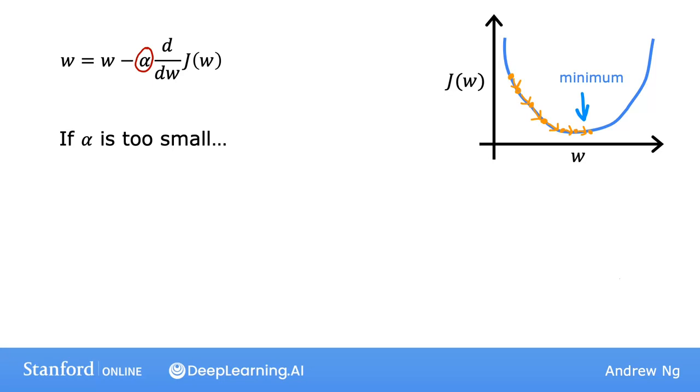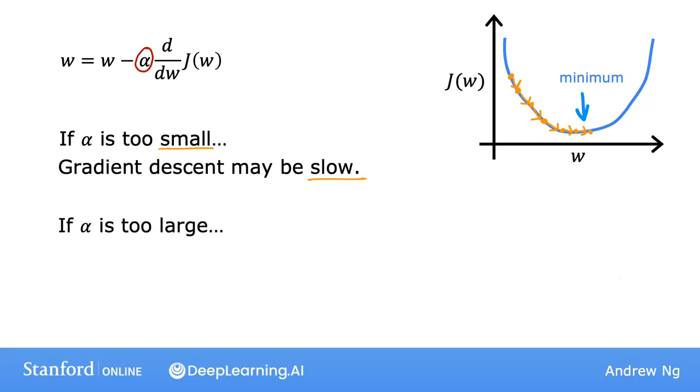So to summarize, if the learning rate is too small, then gradient descent will work, but it will be slow. It will take a very long time because it's going to take these tiny baby steps, and it's going to need a lot of steps before it gets anywhere close to the minimum. Now, let's look at a different case. What happens if the learning rate is too large?